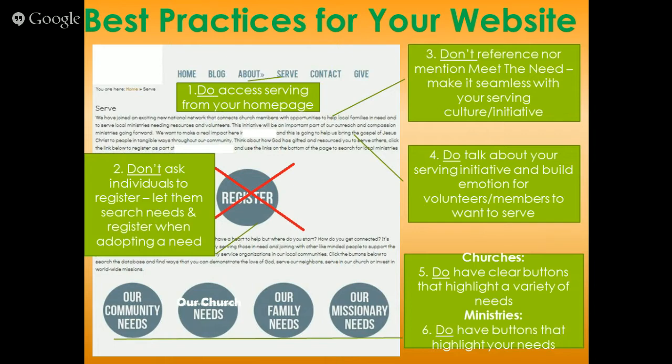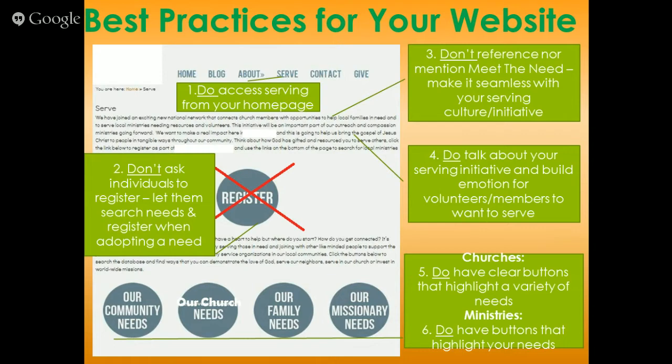Number 4, do talk about your serving initiative and build emotion for your volunteers or members to want to serve. We do recommend, for instance, this website has a landing page. They give a little paragraph about how we want our members to serve. Here's our serving culture. Here's why, some biblical scripture, and building the emotion for volunteers and members to want to serve in the community, and then giving them a button to be able to click and see needs.